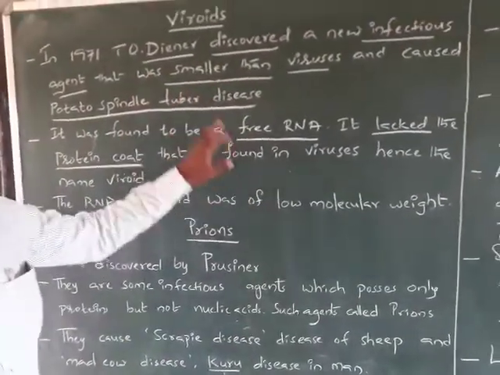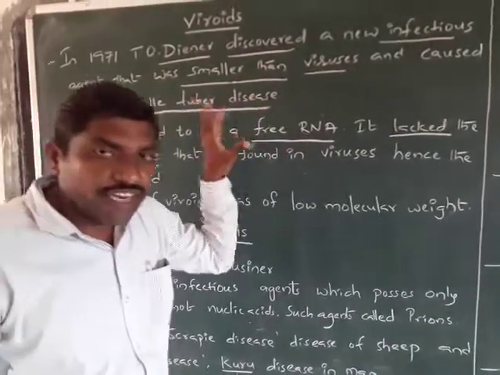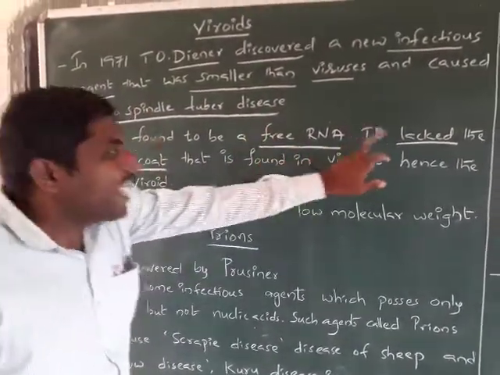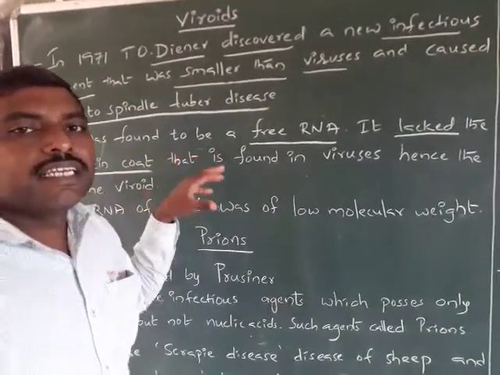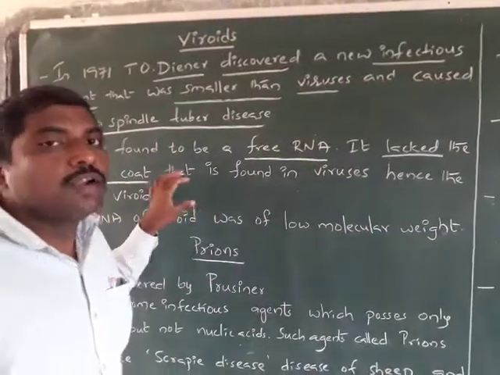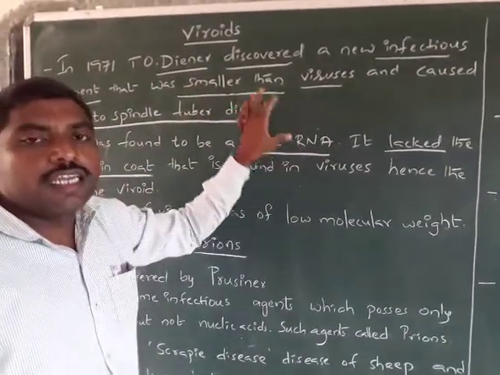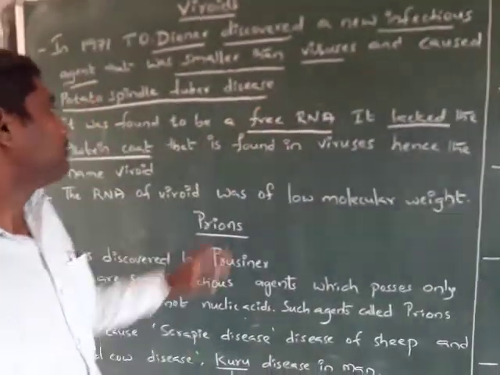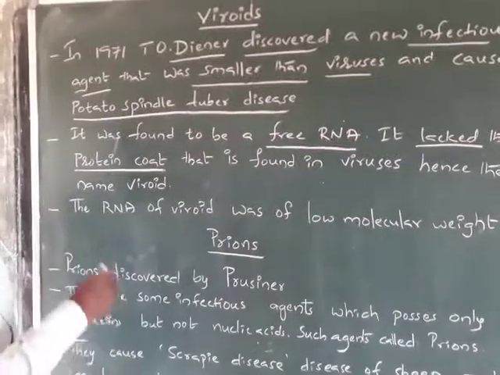In this viroid, it has only the free RNA. It lacked the protein coat, which means absence of protein coat. It has only the free RNA, but does not have the protein coat.